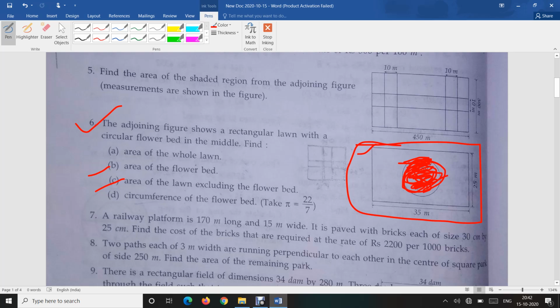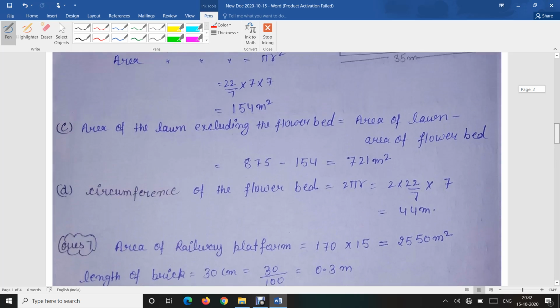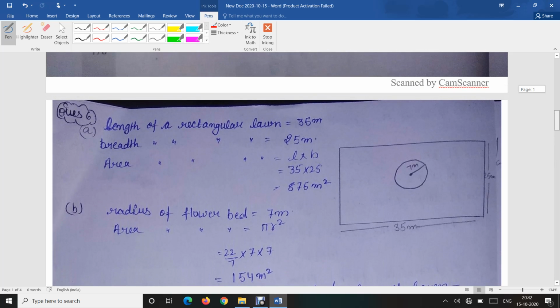rectangular lawn. And in part D you have to find out the circumference of the flower bed. So let us see the solution for this question. You just need to apply the formula, required formula for the question.